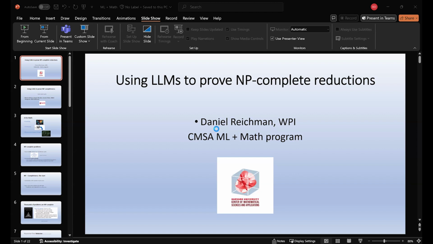So how do reductions relate to machine learning and large language models? Here we're going to mostly focus on large language models, although I should say that there is plenty of room, I think, for other uses of machine learning, maybe some of the stuff that Adam has been doing. I'll get to that later.